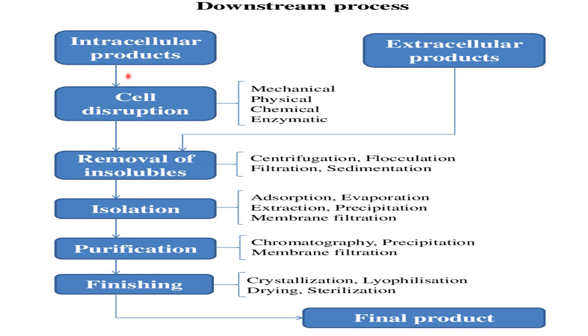We can have two types of products, like intracellular products. We can have products which are produced inside a cell, or extracellular products can be there, like a cell can secrete some products. First of all, if the product is intracellular, then cell disruption is done, okay, and this cell disruption can be by mechanical means, by physical means, or with the use of some chemical, or with the help of some enzymes it can be done, right?